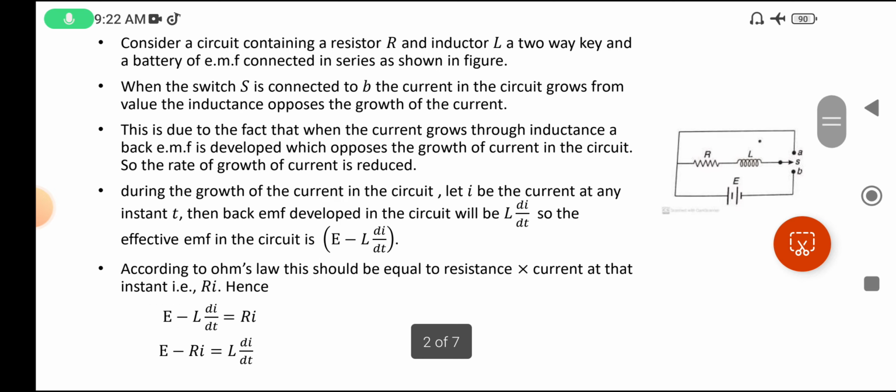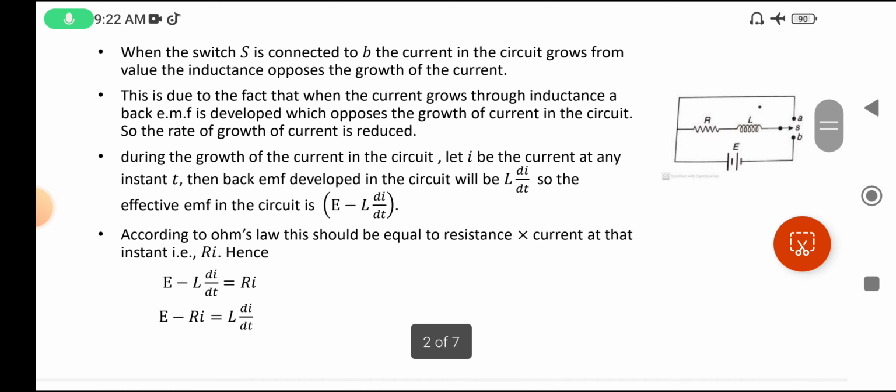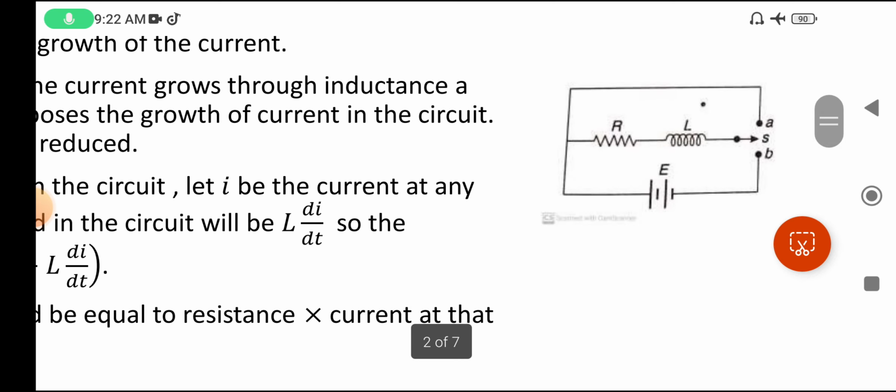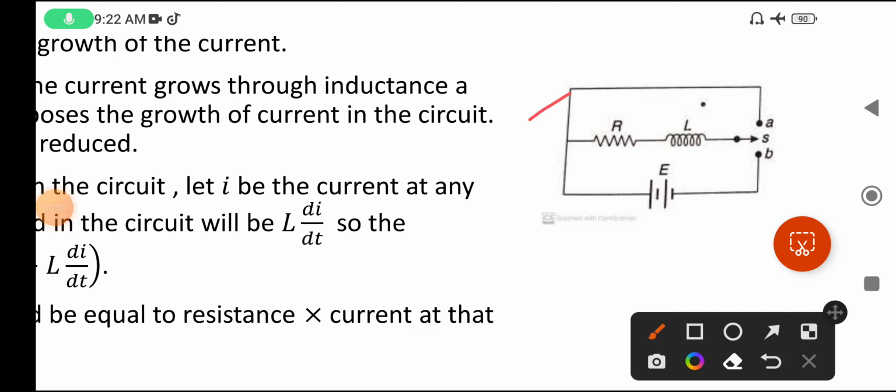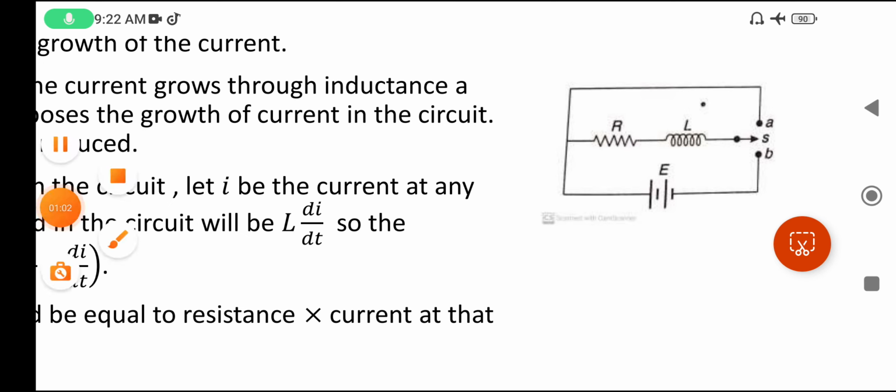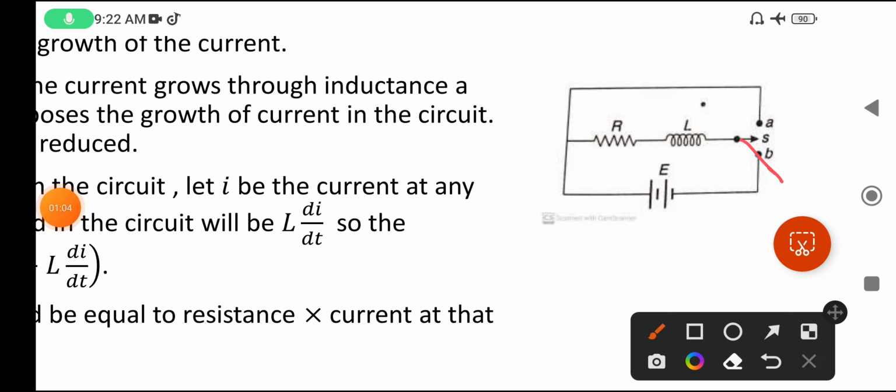So in the figure it is given how the inductor and resistor are connected. They are connected in series like this, and see here there is the two-way key. Two-way key means you can connect the S to B, and you can connect the S to A also. When you connect the S to B, this circuit will be closed. When you connect the S to A, then the above circuit will be closed.